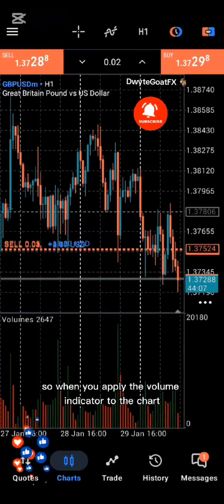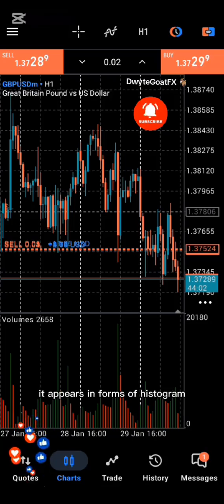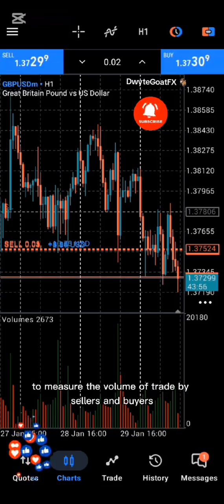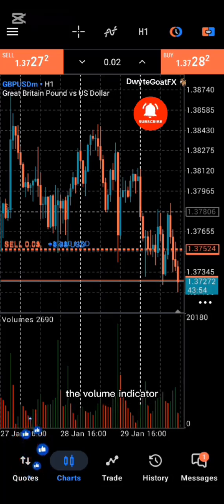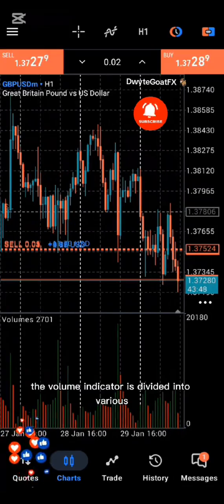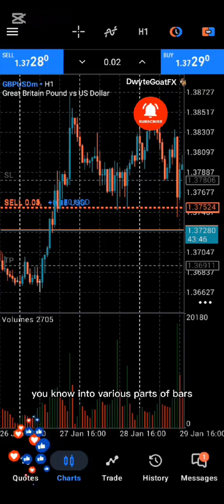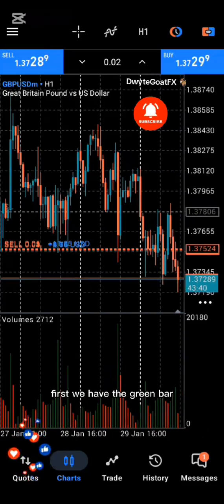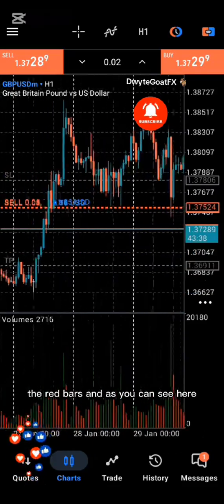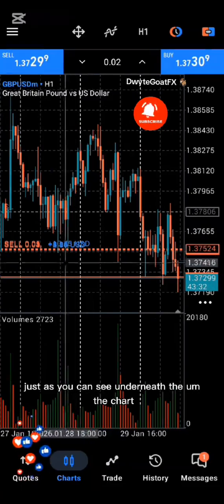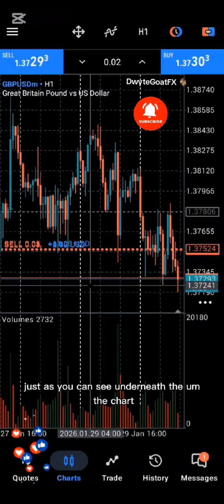So when you apply the volume indicator to the chart, it appears in the form of a histogram below the chart to measure the volume of trade by sellers and buyers. The volume indicator is divided into various parts or bars. First we have the green bar, the red bars, and as you can see here, we also have height, just as you can see underneath the chart.